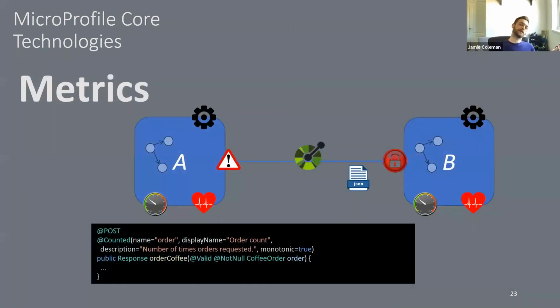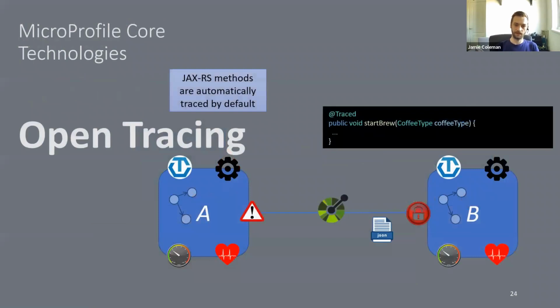Metrics, so metrics, we get lots of information, for example, how much memory we're using, the heap size, lots of different things. But then, of course, we can do custom metrics. So as you can see here, I've got a counted annotation, which will essentially count the amount of coffee orders I make in my coffee shop application, which is quite useful. Open tracing, so now we need to trace all these requests going everywhere. And essentially, JAX-RS methods are traced automatically, but we can do our own tracing just by adding the @Trace annotation to a method.